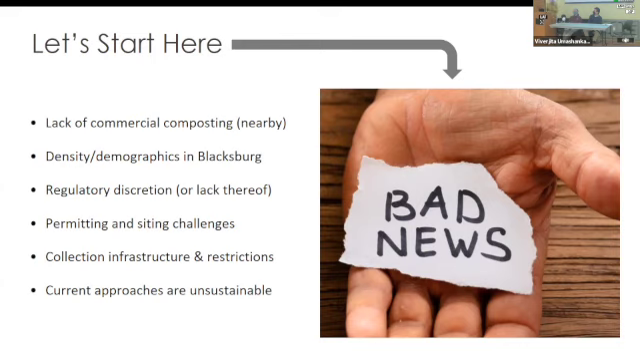Another challenge, I don't know that I would rank these in terms of biggest, or if these are all big challenges to overcome, is actually the density and the demographics of Blacksburg. No surprise to anyone, we're a college town, right? Which means that we're about 70% renter occupied, with the vast majority of those folks living in multifamily housing. There is not a path forward to feasibly collect largely food waste from folks living in apartments, space considerations.